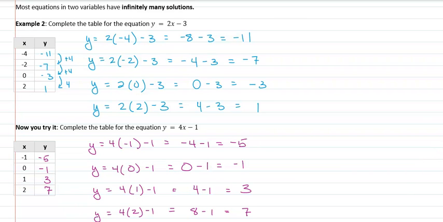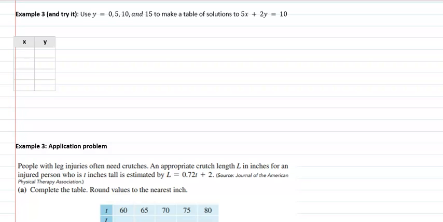Okay, this next example does not have the x's filled out. It just tells us what's going on. And in fact, this time it says use y equals to make a table of solutions to this equation. So y equals 0, 5, 10, and 15. So I'm going to go ahead and put 0, 5, 10, and 15 in here.